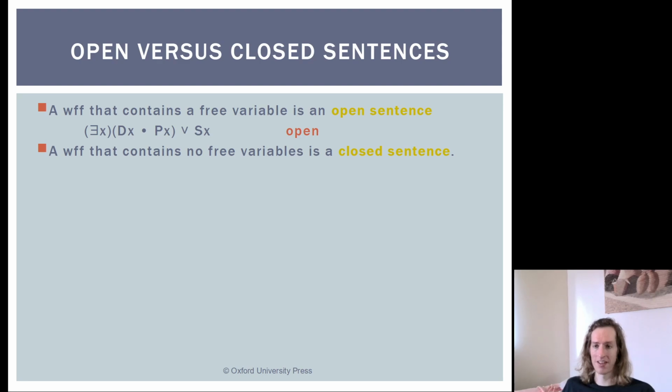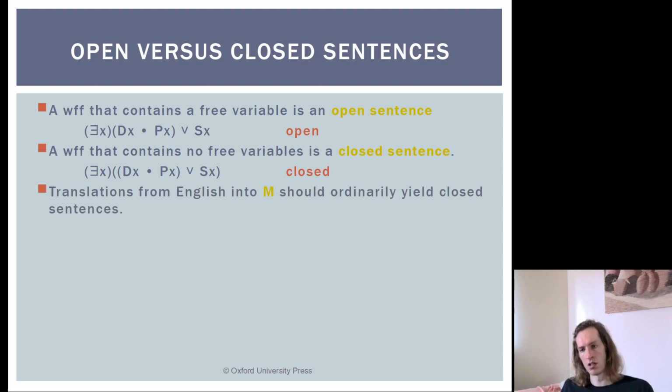A well-formed formula that contains no free variables is a closed sentence. So here, because everything is under the scope of this quantifier, it's a closed sentence. There's no free variables in play. So translations from English into M should ordinarily give us closed sentences.